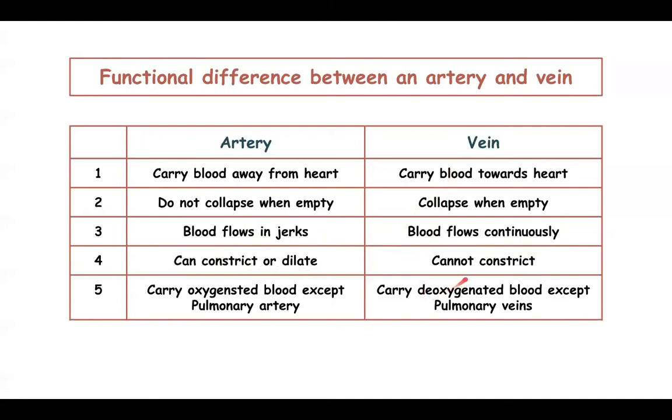The vein, they cannot constrict. The artery carries oxygenated blood, except for the pulmonary artery, whereas all veins carry deoxygenated blood except for the pulmonary vein. So these are the functional differences between an artery and a vein.